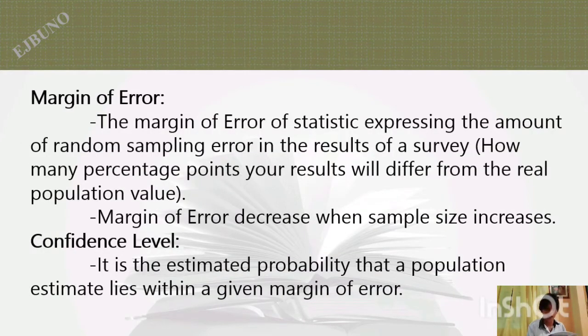Margin of error. The margin of error of a statistic expresses the amount of random sampling error in the result of a survey, that is, how many percentage points your result will differ from the real population value. Margin of error decreases when sample size increases. Confidence level is the estimated probability that a population estimate lies within a given margin of error.